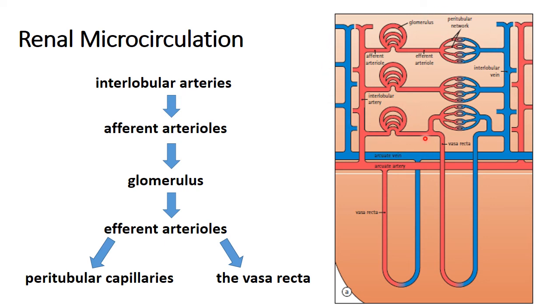In the nephrons that are close to the medulla, we have another type of branch that either arises from the efferent arterioles or arises immediately from the arcuate arteries, and they accompany the loop of Henle and collecting duct during their passage in the medulla. These are called vasa recta.